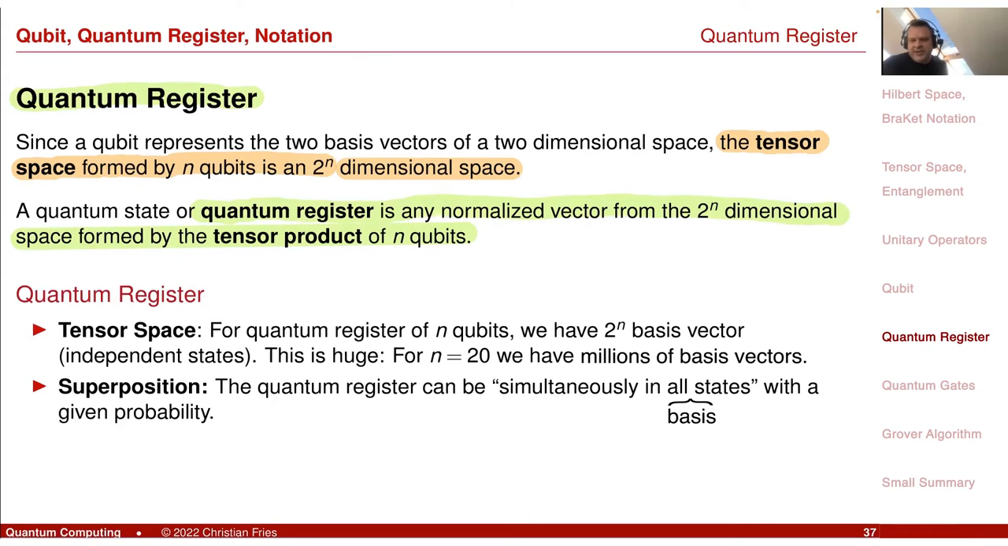So a quantum register is a unit vector, a normalized vector from that 2 to the power of n dimensional space formed by the tensor product of the n qubits. So this space is huge. For n equals 20, we have millions of basis vectors. So the quantum register can be in superposition too, with the same interpretational remarks, in these states simultaneously in superposition. The absolute value square of the coefficient in front of a basis vector is associated with the probability that I measure the quantum register in this state.